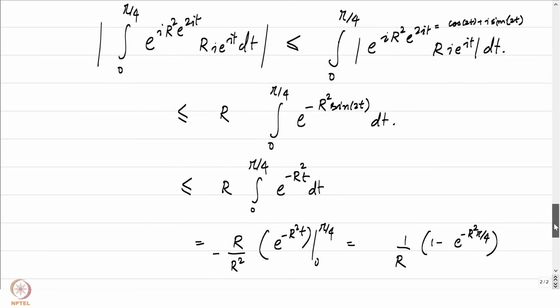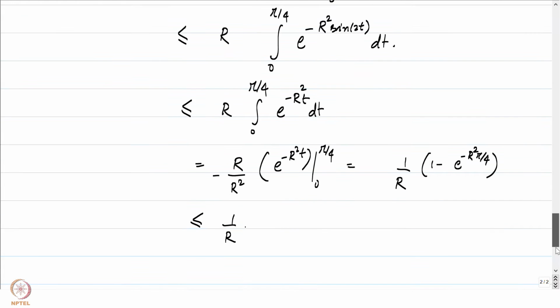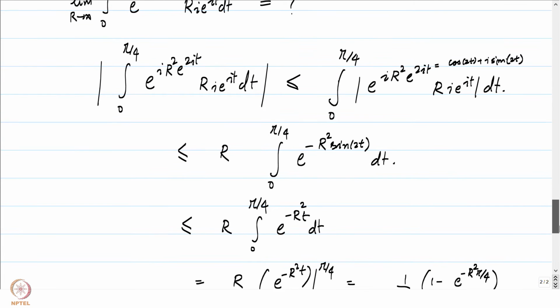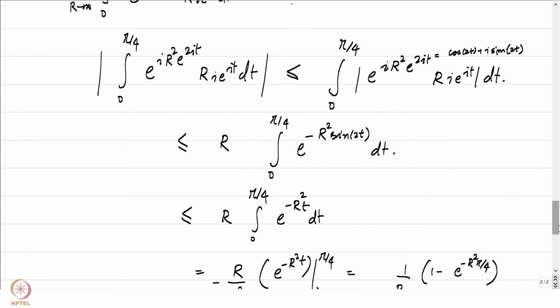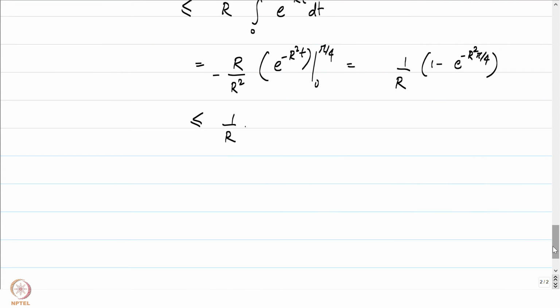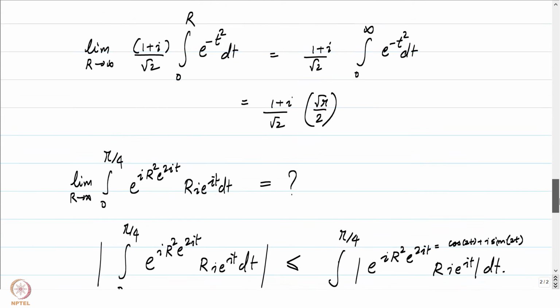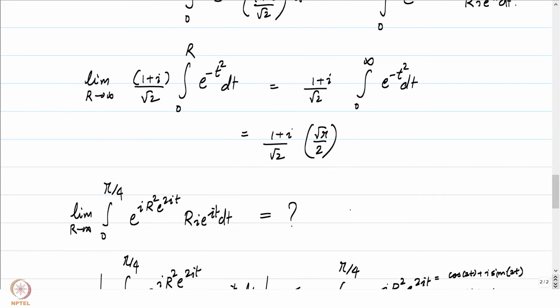So what have we concluded? We have concluded that the absolute value here is less than or equal to 1 by r, and therefore the limit as r goes to infinity will be less than or equal to the limit as r goes to infinity here, and hence the limit as r goes to infinity of the integral over gamma 3 of e to the power z square dz is equal to 0. So the second term does not contribute. Let me go up and see. So this is going to be 0.